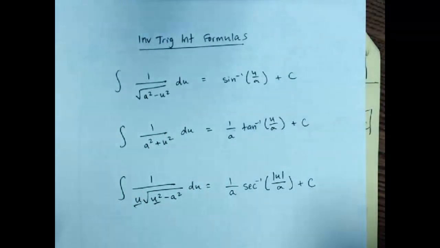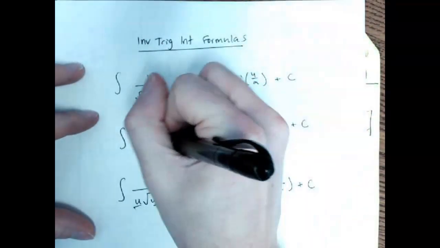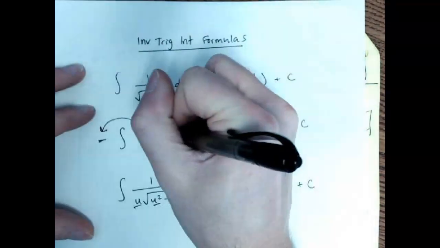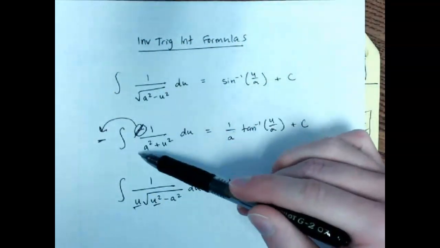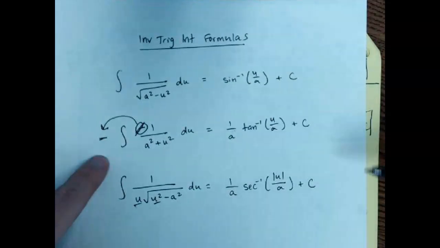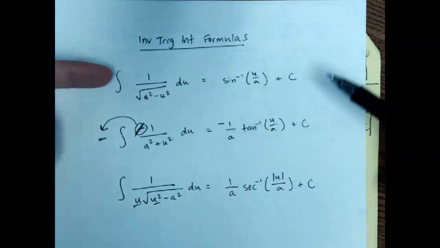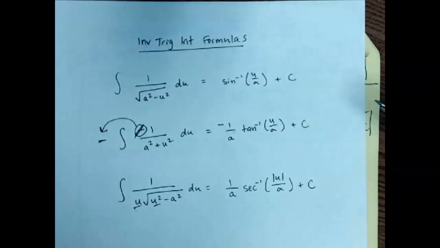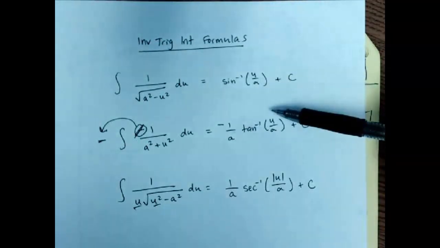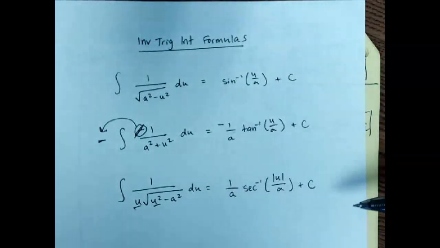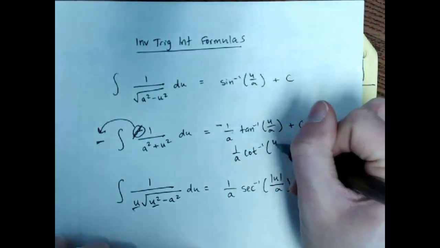If for some reason it's negative, typically you would just factor the negative out, integrate while it's positive, get to the tan inverse, and then bring the negative back. Same thing with the other formulas. If you saw a negative here or here, it's more common to integrate into a negative sine inverse, negative tan inverse, or negative secant inverse than it would be to correspondingly use your cotan inverse instead.